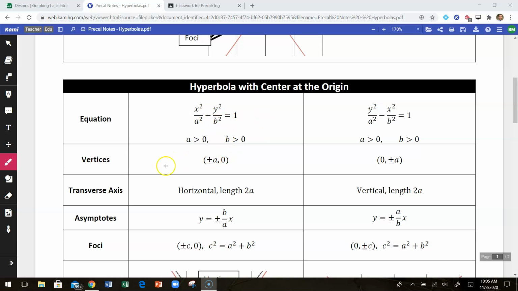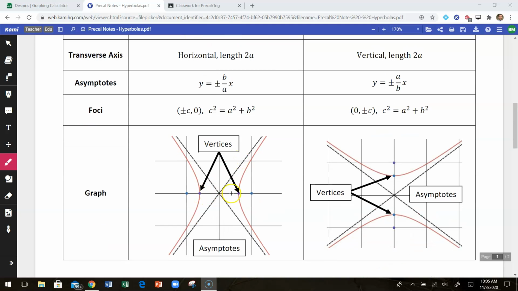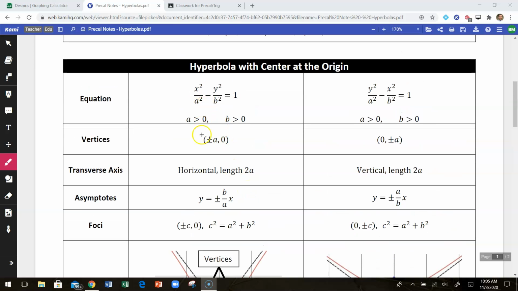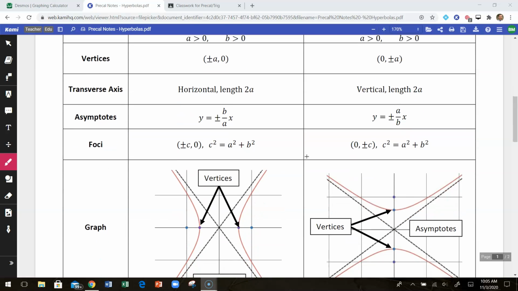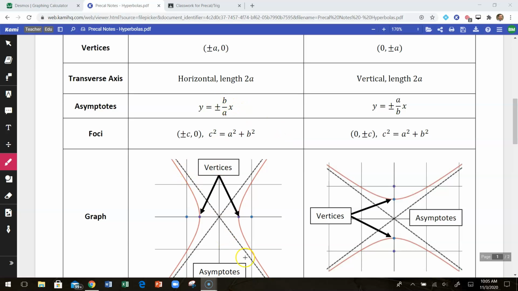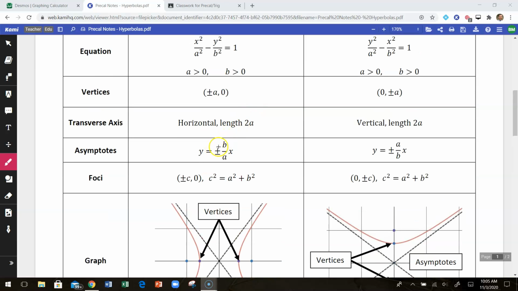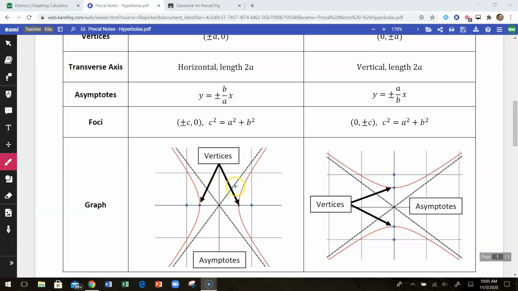Whichever one is the positive one, that determines the vertices. The vertices are the endpoints of your hyperbola. If it is horizontal in orientation, we list those as x coordinates. If it's vertical, those are y coordinates. Then we're also going to have some asymptotes when we graph these, and those are determined by either plus or minus b over a or a over b. When we get into the graphing, I'm going to show you how you can very easily determine the equation of the asymptotes by making your graph first.